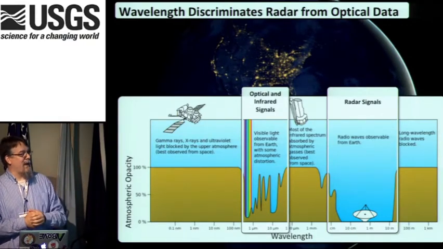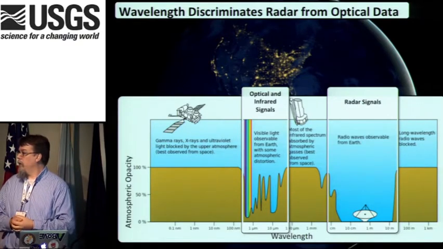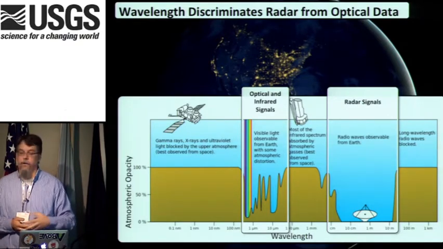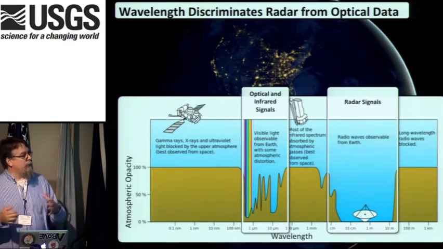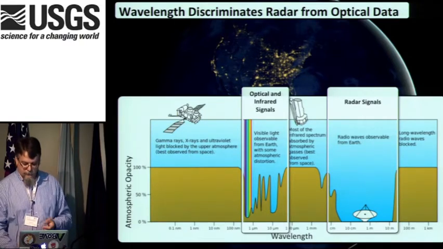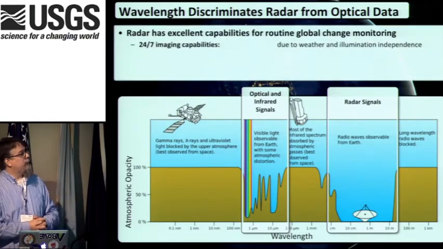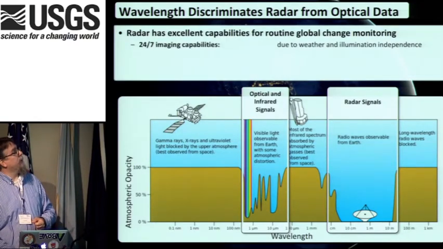One of the nice things is the atmosphere is really clear. You hear "no clouds in radar," right? Well, I'll show you an image later that has some clouds in it. But in general, the atmosphere is very clear and allows us to collect a lot of data, hopefully, and collect regular data now.